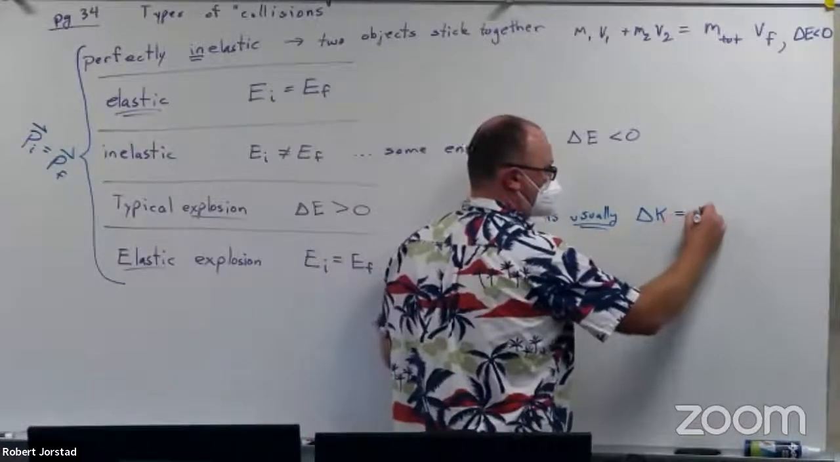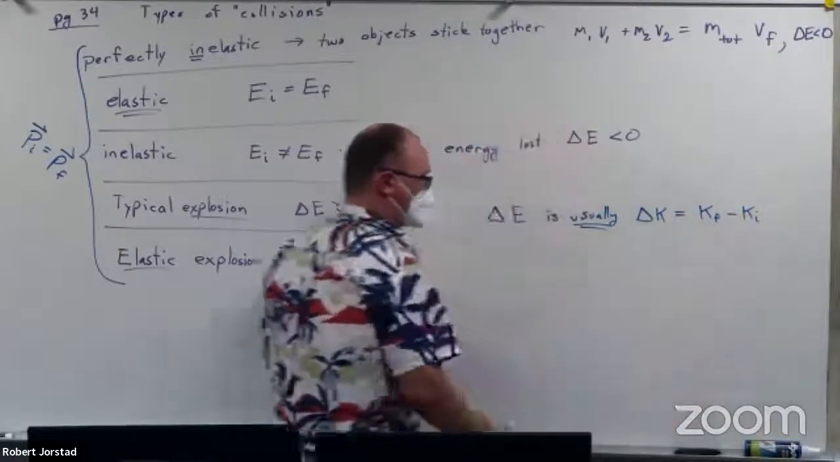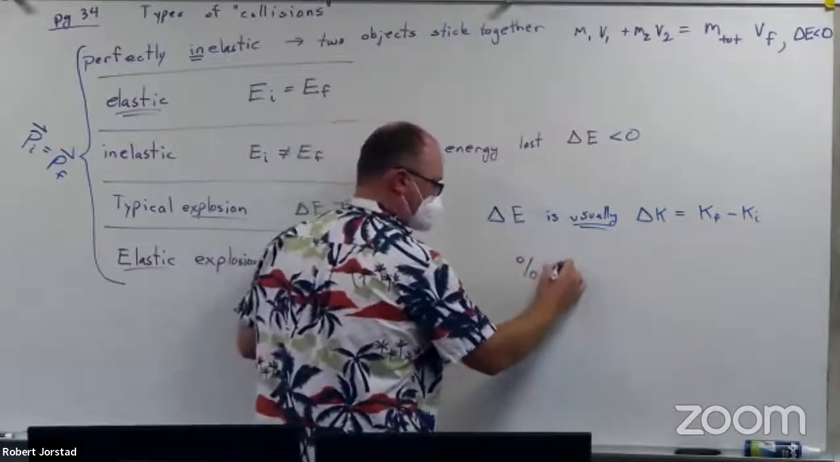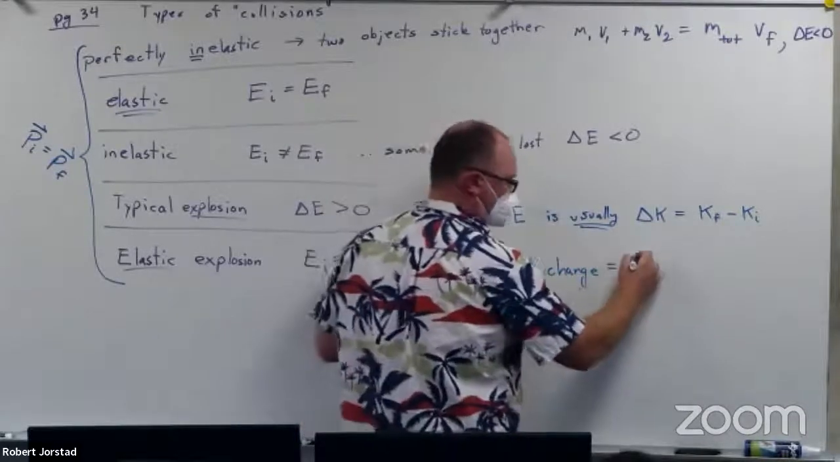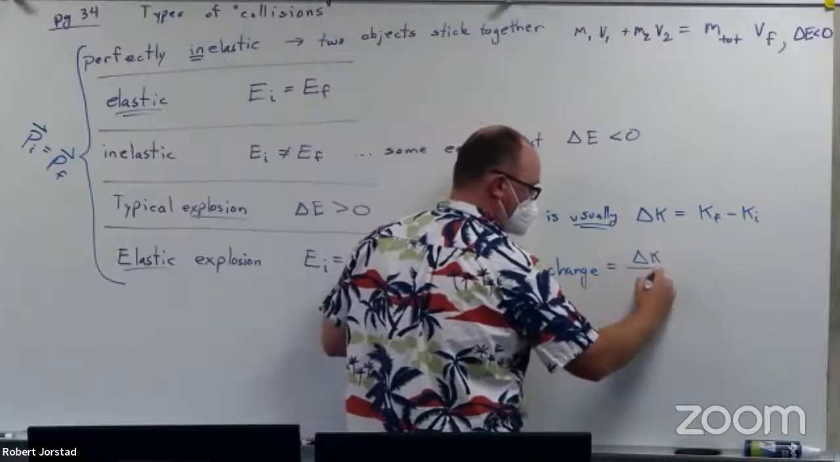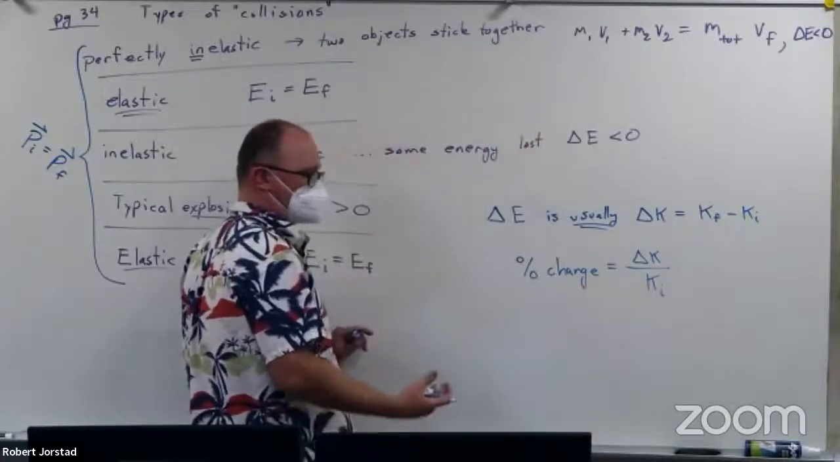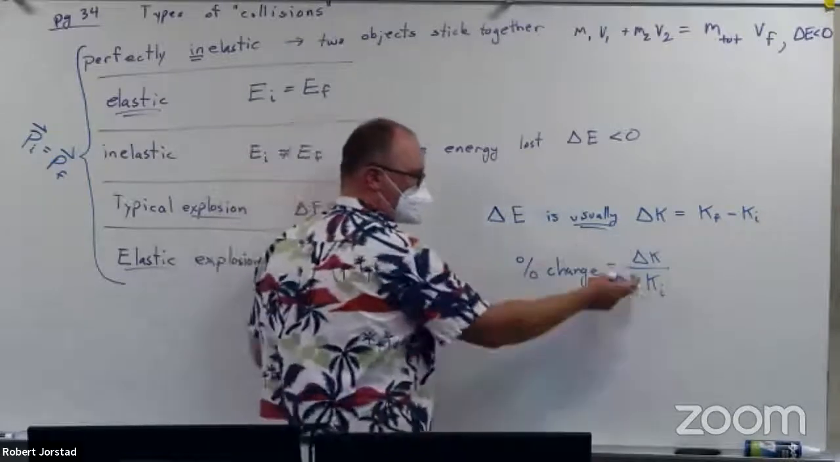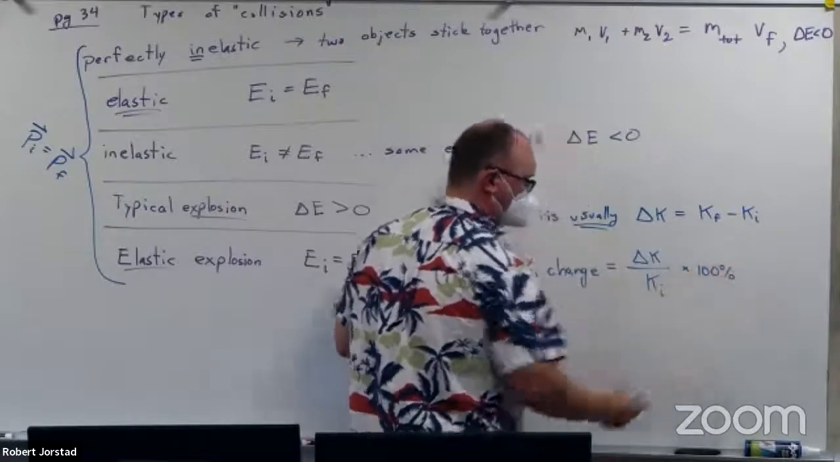So that would be K final minus K initial. If I wanted a percent change, usually for me that's delta K over K initial. So if you hear me talk about percent change, I'm talking about the change as a fraction, and then we multiply by 100%, which is 1.